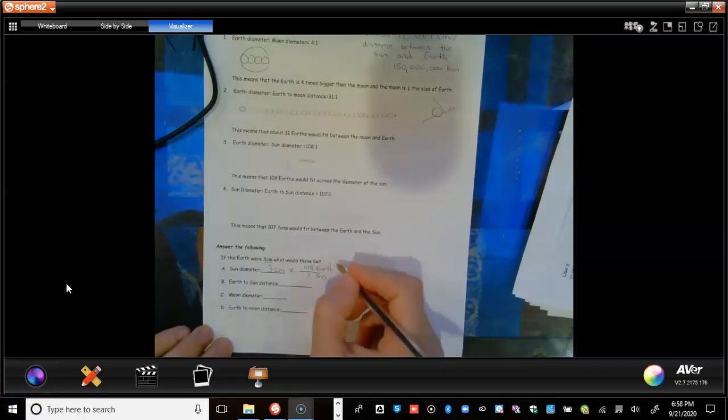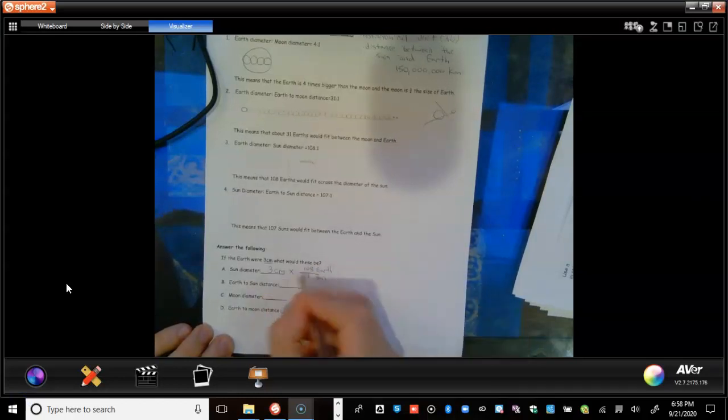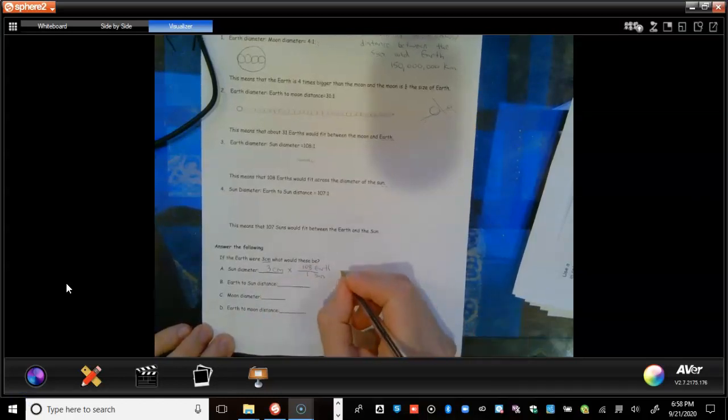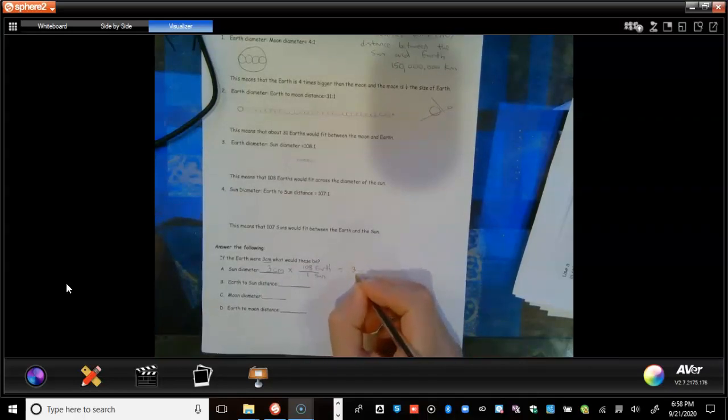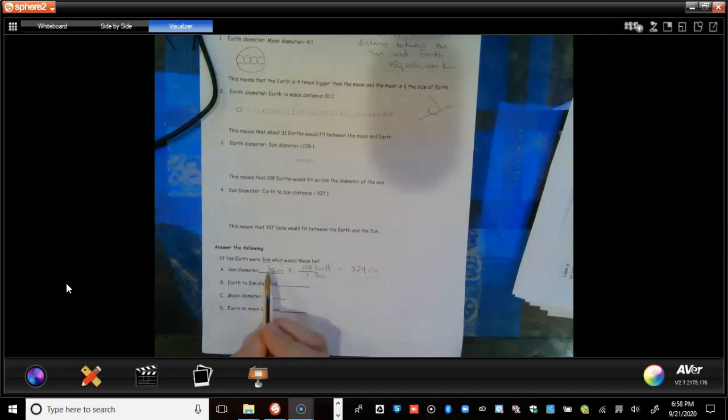Alright, when I calculate that out, I would need a calculator. So I know 3 times 4 is 12, and 3 times 100 is 300. Or you just punch it in your calculator. So really, if the Earth is 3 centimeters in diameter, then the sun would be 324 centimeters in diameter, so significantly larger, much, much, much larger.